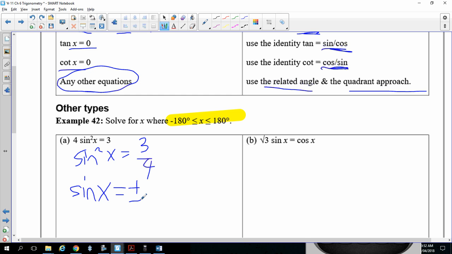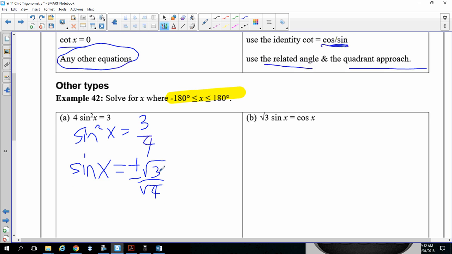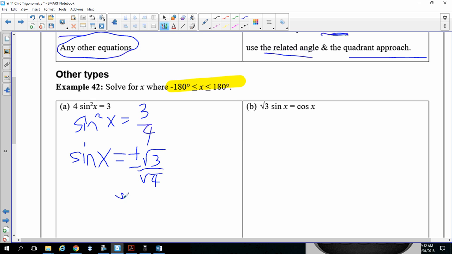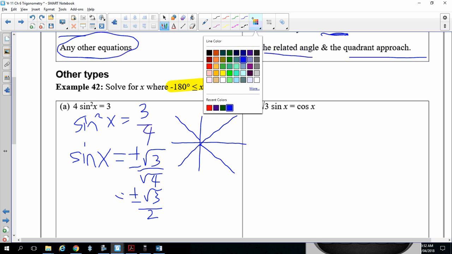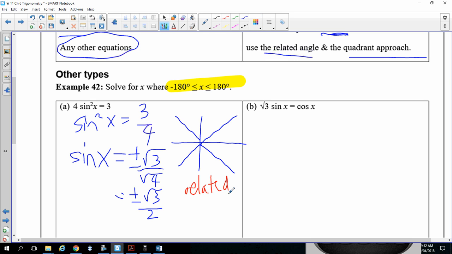So what does that tell you? It's in all the quadrants, everywhere. But they all have the same related angle. Because if you do the related angle, you go sine inverse of root 3 over 2. How do you do that? You just do it on a calculator, shift sine. But if you know the exact value, you know it's going to be 60 degrees. So 60 there, 60 there, 60 everywhere.